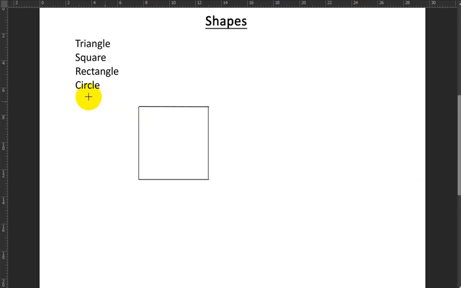So that's how I make each of these shapes. Now the circle, again, we're not going to talk about this here. So you just saw triangle, square, rectangle. That'll be all for today.